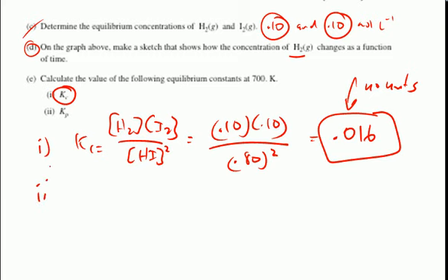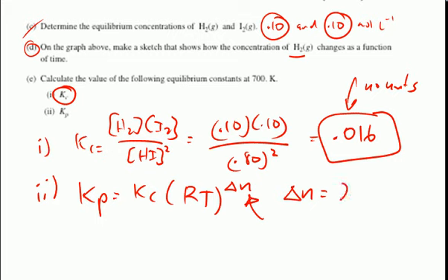For part 2, they're asking us for Kp. Well, we have our old equation, you get it from the equation sheet, that says that Kp equals Kc multiplied by RT to the change in n. And when we go through this problem, we know here that delta n equals 2 minus 2. That's moles of products minus moles of reactants. If you look at the balanced reaction, there's 2 moles of products and 2 moles of reactants.